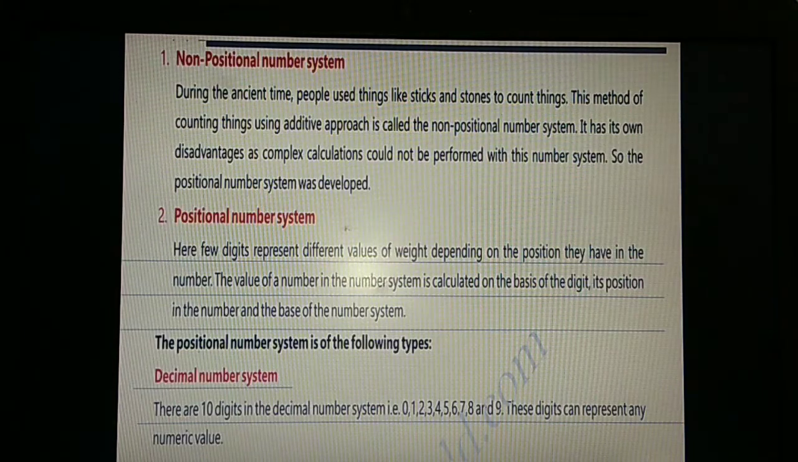Now, coming to the next slide. Let us go first for the subtopic called non-positional number system. See here, this was used during the ancient time. People used things like sticks and stones to count things. During the ancient time, people were obviously using sticks and stones to count things. This method of counting things using an additive approach is called the non-positional number system.